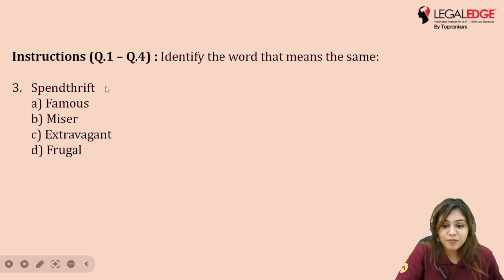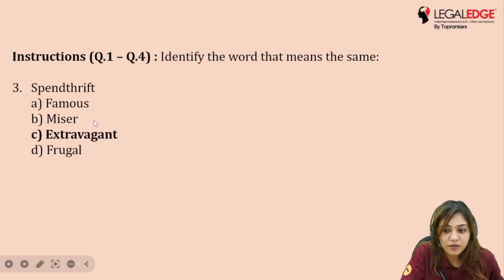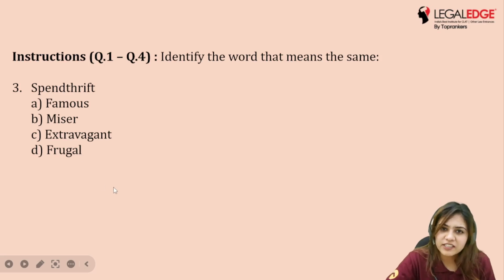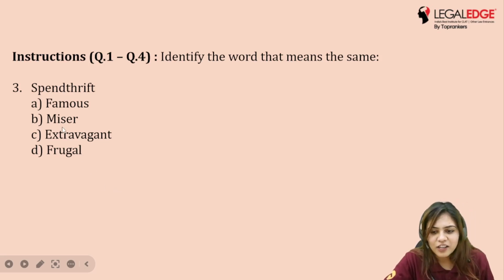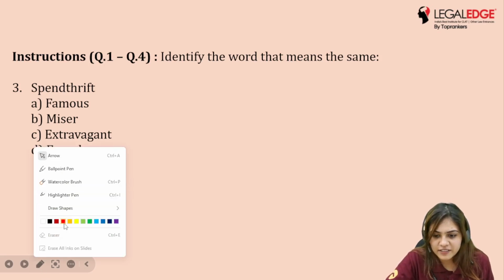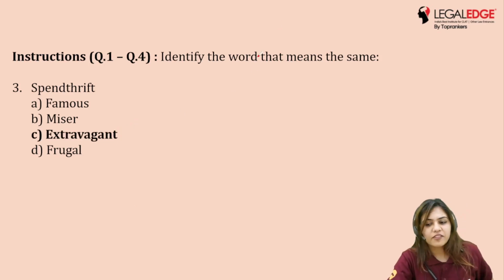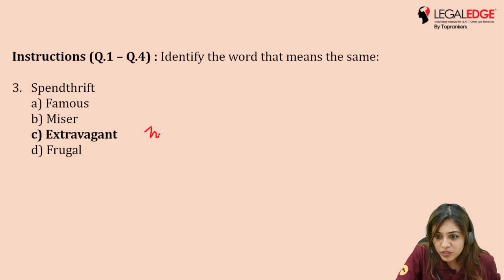Miser means somebody who kind of saves all the money that they have. Similarly frugal is also the one whose money doesn't leave their hands easily. So these are kind of opposites of spendthrift. So the answer is extravagant. Extravagant means a person who is wasteful.